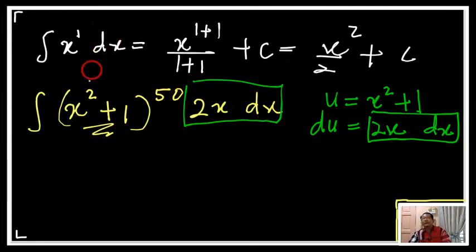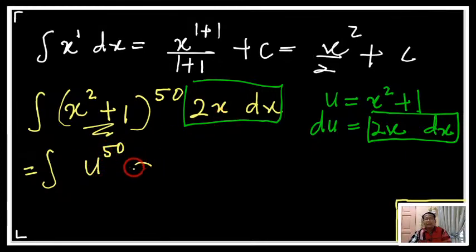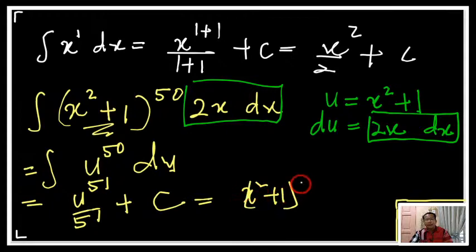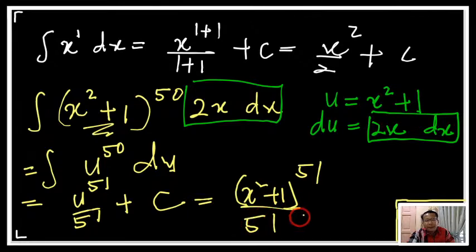So what we need to do is just change this. Everything is u to the power 50, and this one is du. Now it's very easy: u to the power 51 over 51 plus c. Then u is x squared plus 1, so (x squared plus 1) to the power 51 over 51 plus c. That is u substitution.